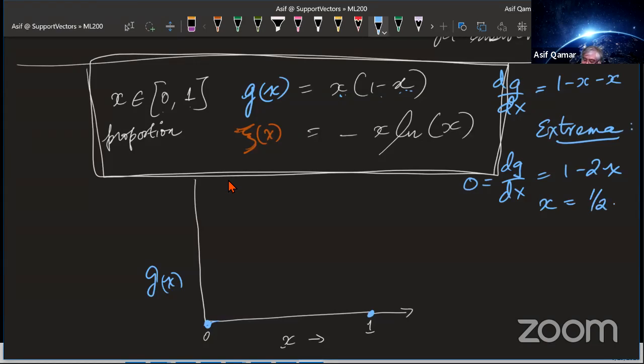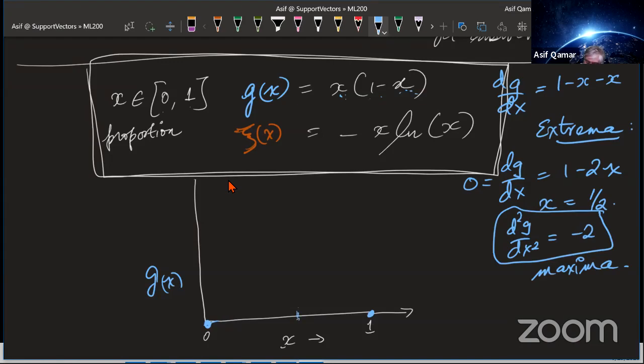And if you take the second derivative, d squared g by dx squared, you will easily realize that it's minus 2, implying that this is a maxima. When the second derivative is negative, you know that it's a maxima. So this is a bit of calculus. If you don't know calculus, no harm done. Just try to put in a lot of points between 0 and 1, and you can convince yourself that whatever happens, this thing has to be symmetric.